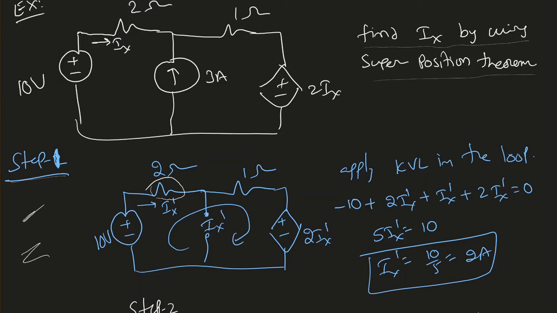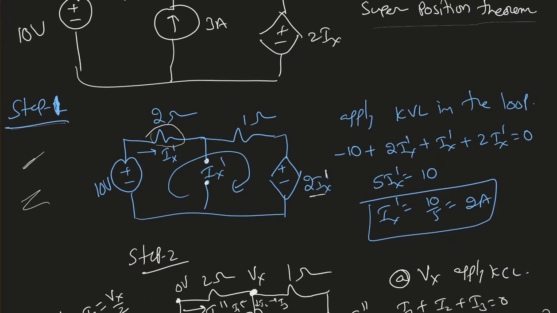I'm going to keep the 2ix dependent source as it is, and I'm going to call the ix as ix prime because I have only one source. The current source is going to be open circuited because the internal resistance of a current source is infinite, and the internal resistance of a voltage source is 0. When we replace the voltage source, we replace it with a short circuit.